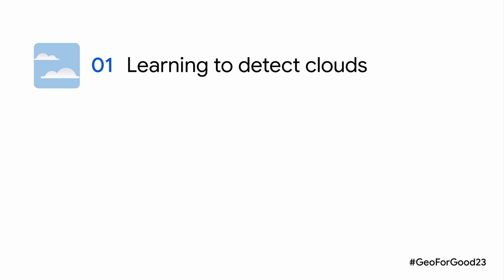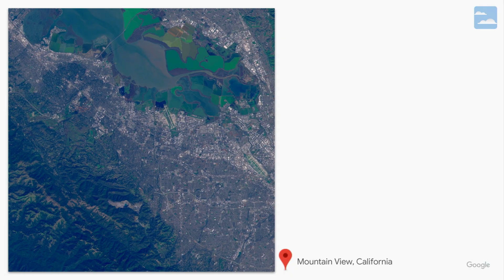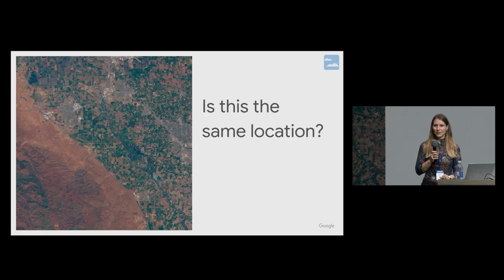So, learning to detect clouds. It's not as easy as one might think, but let's start instead with a simpler exercise. We're going to see this image up here. It's a Sentinel-2 image of the area we are in today, right over Mountain View, California. And if I showed you this image, and I show you this image, raise your hand if you think these are the same location.